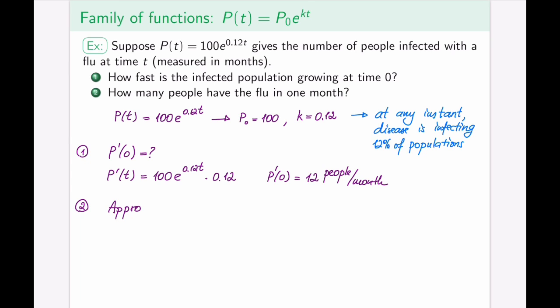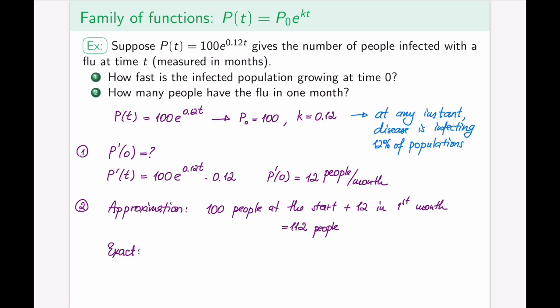Now, this, in fact, isn't the exact value because we're not using our model directly, but rather reasoning about it. So it's actually going to give us an approximation. So 100 people at the start plus the 12 new people in the first month will give us that we are expecting 112 people by the end of the first month. The exact value, however, we will calculate by using the model directly.